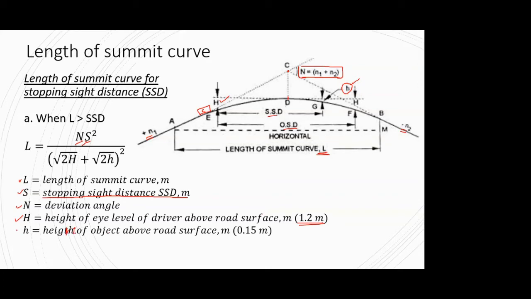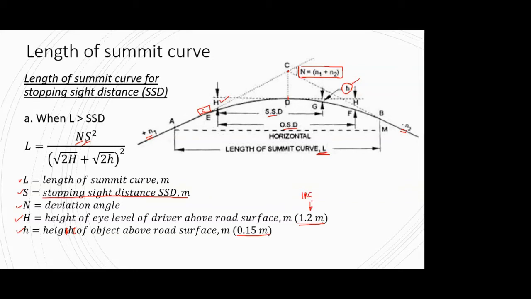And small h is the height of the object above the road surface. This is the small object which is going to be there on the other side of the apex. The height of that object, we consider again as 0.15 meter. Again, both of these are IRC considerations. They are not hard and fast rules.